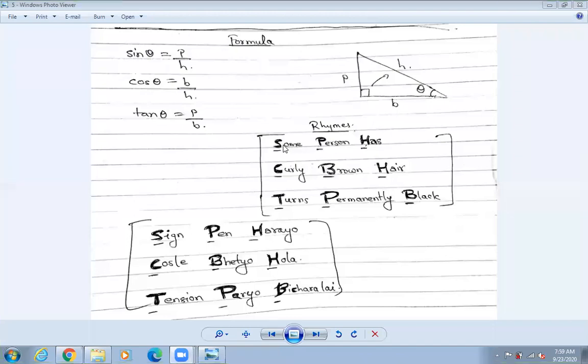Okay, so there is a rhyme. Some person has curly brown hair, turns permanently black. In that way you can memorize it: some person has curly brown hair turns permanently black.